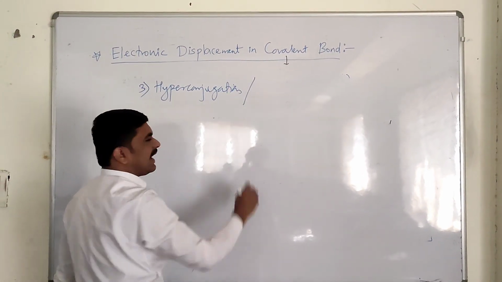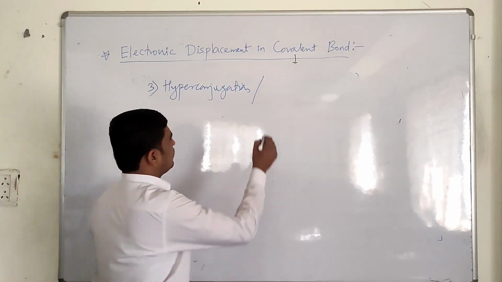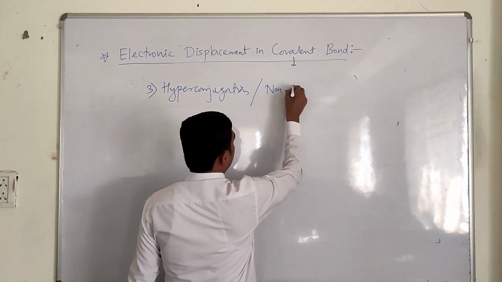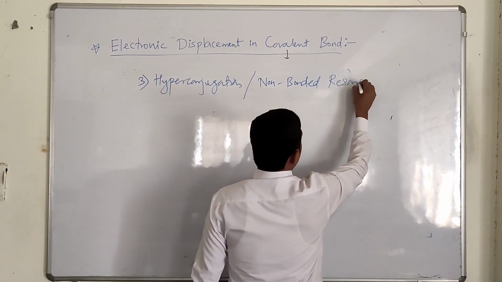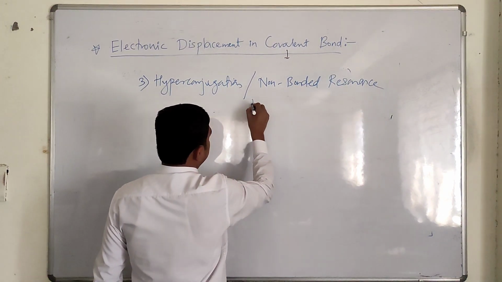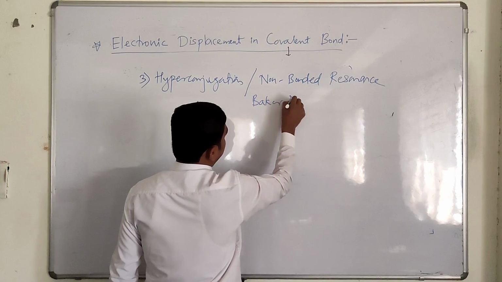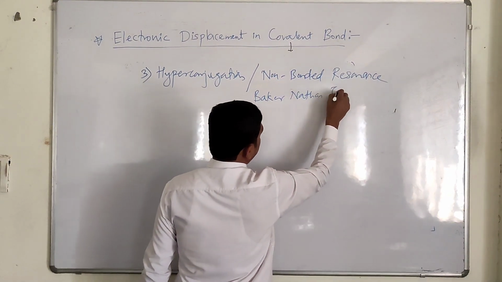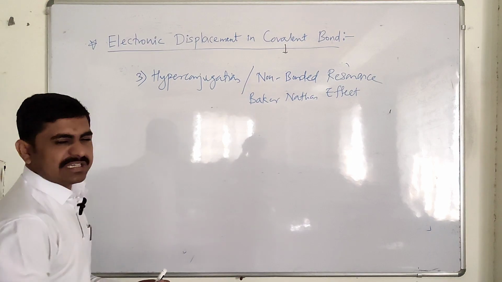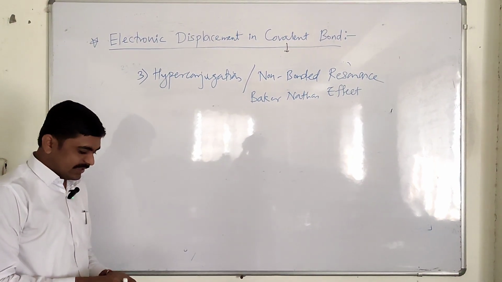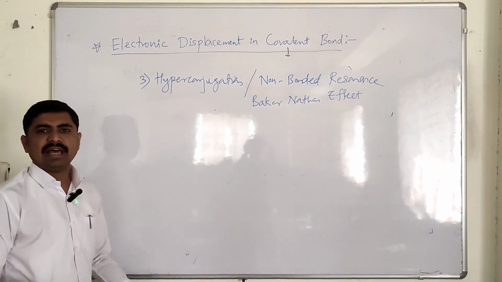Hyperconjugation is also known as non-bonded resonance, or it is also called the Baker-Nathan effect. Hyperconjugation is non-bonded resonance, particularly seen in alkenes.